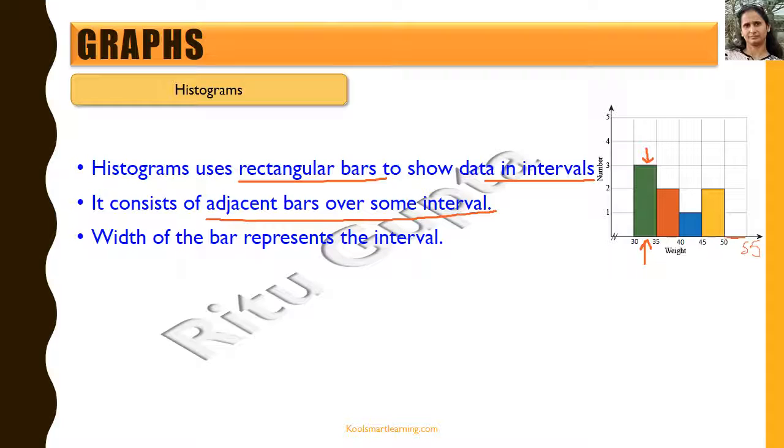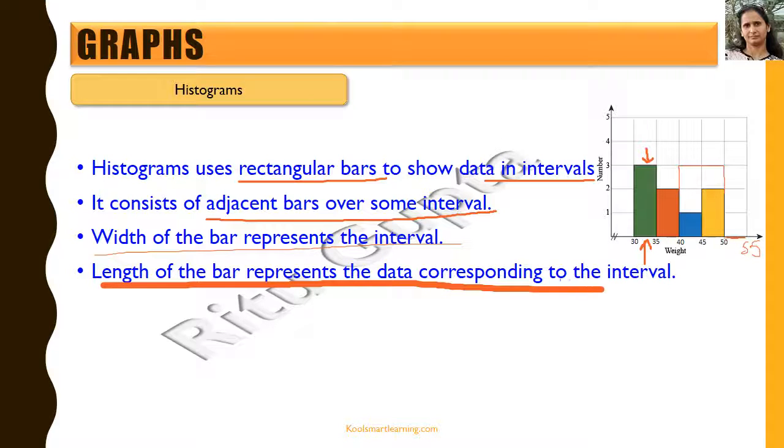And the width of the bar is representing the interval. So instead of showing 40 to 45 and 45 to 50, if we want to club them together and show 40 to 50, we could represent it by a wider bar of height 3, showing 3 students have weight between 40 to 50. So the width of the bar is basically representing the interval. The length of the bar is representing the data corresponding to the interval. In this case the number of children who have that much weight is represented by the length of the bar.